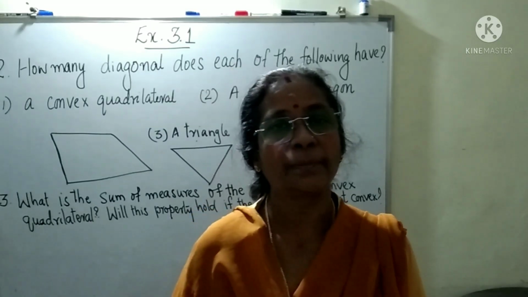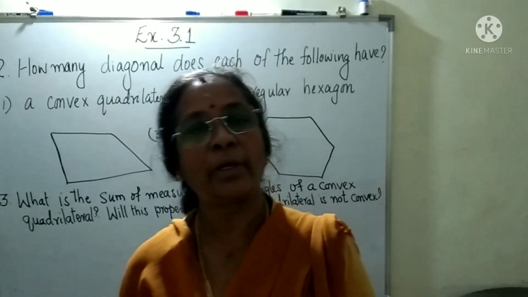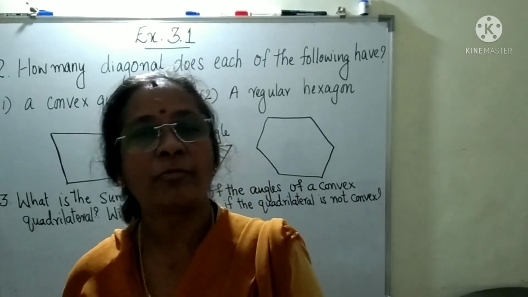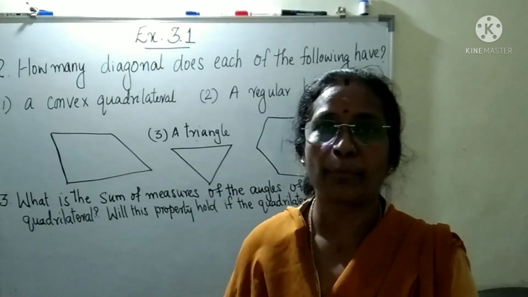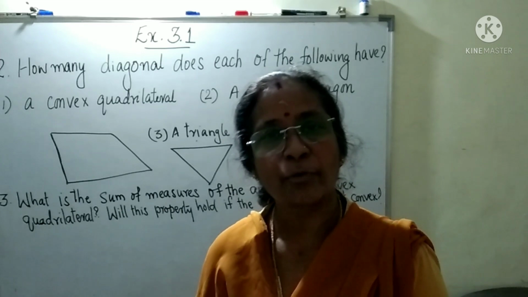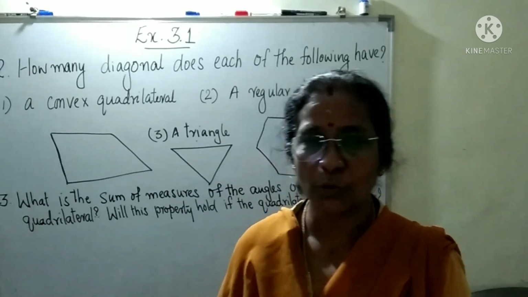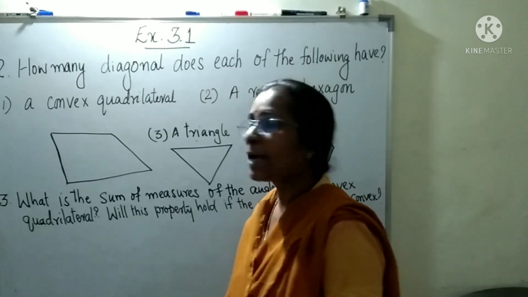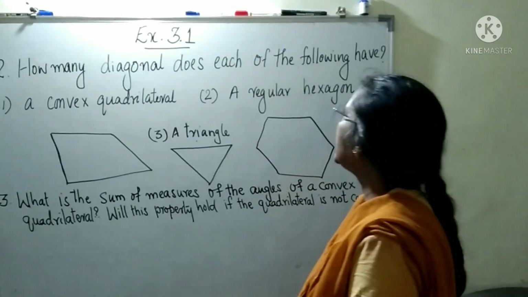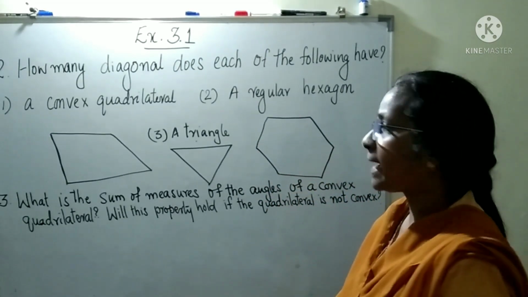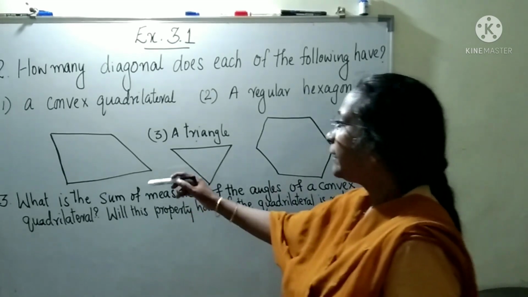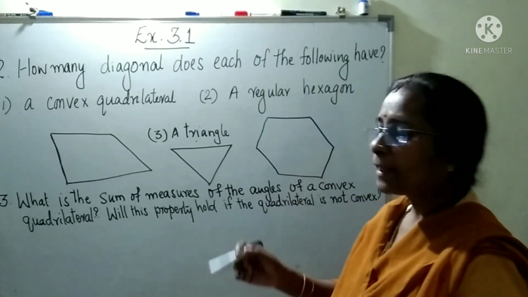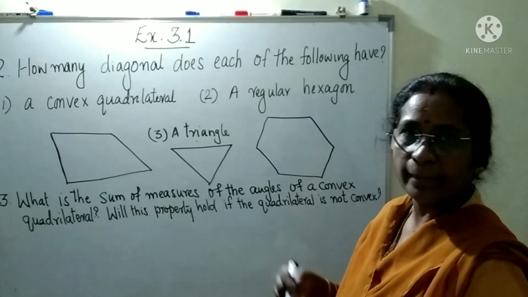Hello dear students. In the previous video we worked out first question from exercise 3.1. Today we are going to start with question number 2. Let us see what is the question. How many diagonals does each of the following have? Different figures are given. So if you draw it, it will be easy for you.